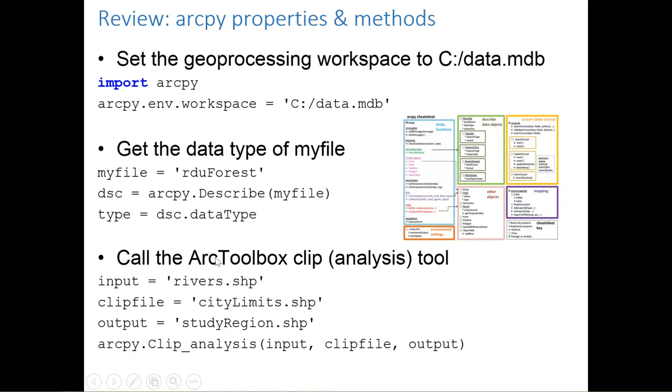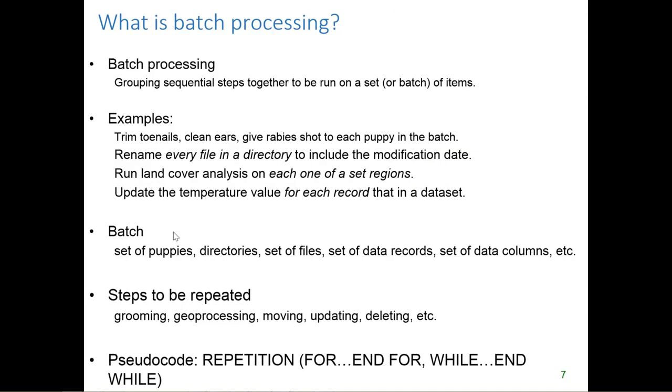So this is another example of object.method. dsc.dataType is an object.property. Okay, so we're now going to move on to talking about batch processing, and you'll be using object.method to collect the lists of elements that you're going to batch process.